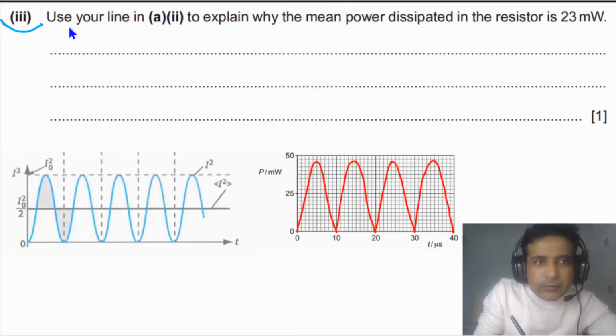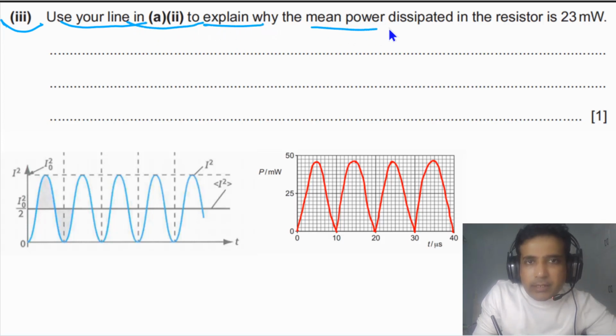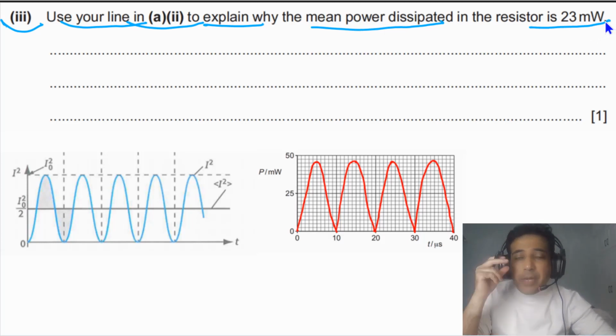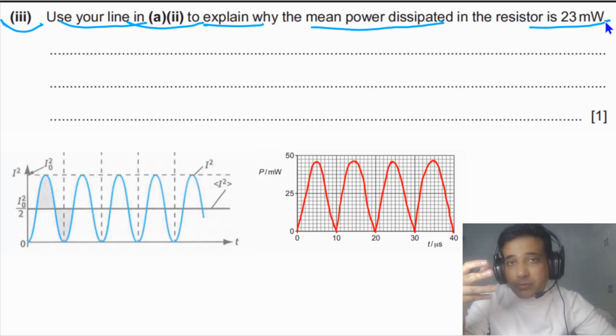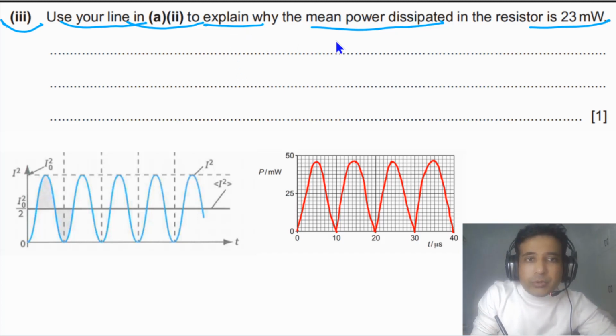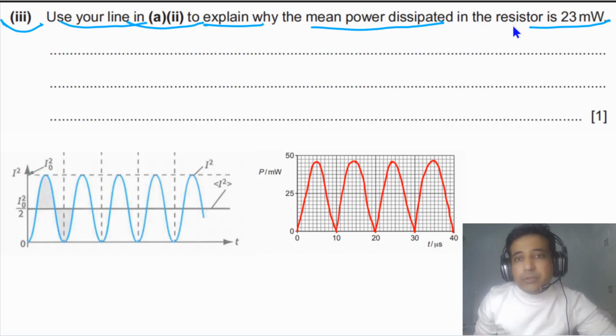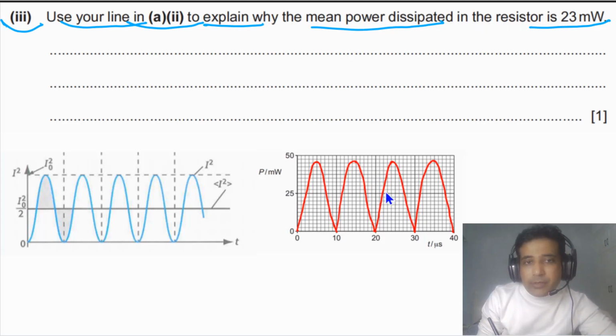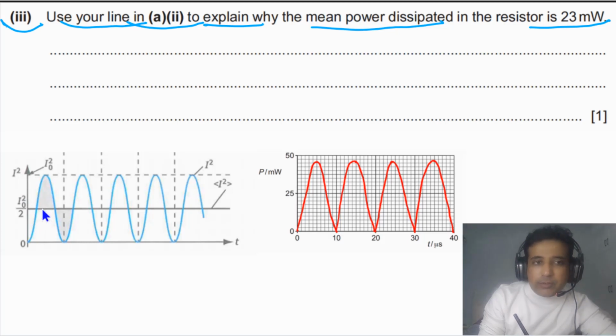For the third part, we need to use our graph from A2, and we need to explain why the mean power dissipated in the resistor is 23 milliwatts. Maximum power dissipated in the resistor we have just calculated, that was equal to 46 milliwatts. Now we need to explain why the mean power is equal to 23 milliwatts using this sketch. This is not an accurate sketch. This is just a rough sketch, and this one is accurate one. So I will explain with the help of this.